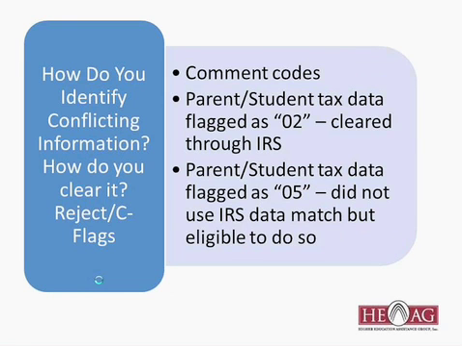But another group that's always been of interest to me since I started doing the data match are those who are flagged as O5. Those who didn't use the IRS data match, but this is a group that's eligible to do so. So I'd like to ask everyone, how are you reaching out to the O5 group? I know that there have been a lot of instances where it's been really slow for students to get a tax transcript.